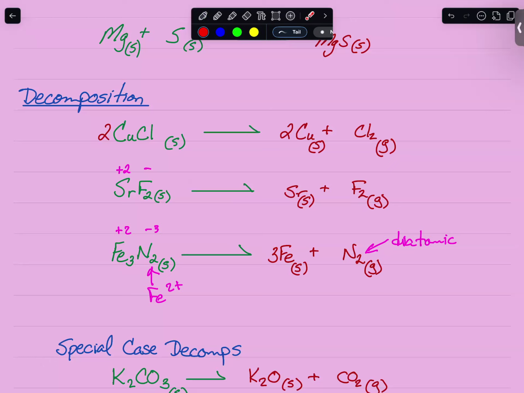Okay, so that's synthesis and decomp. And we have those two straightened out to keep things easy and keep things short. That's where I'm going to stop this video. And then I'm going to pick up and do another one with single replacement, double replacement, and combustion.